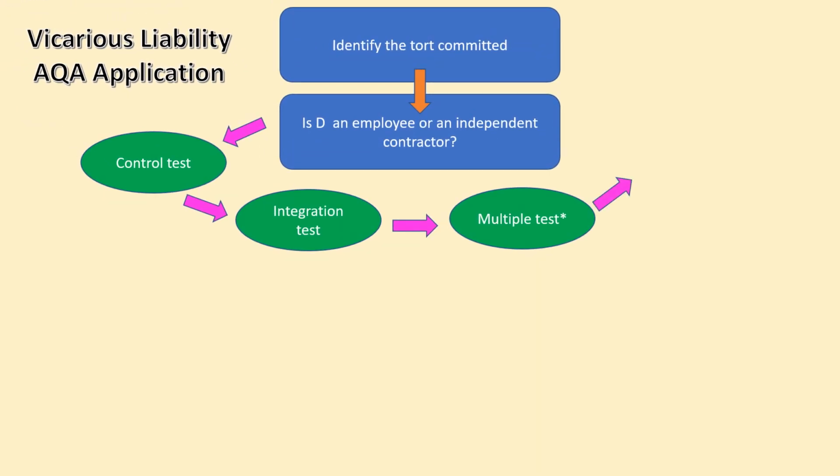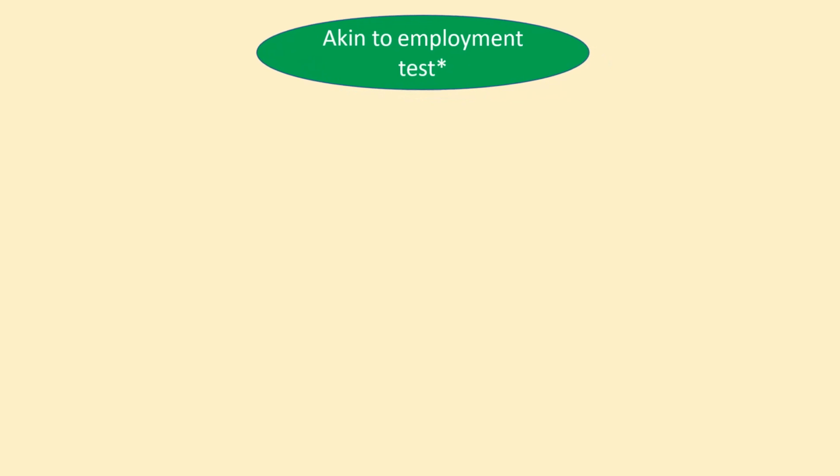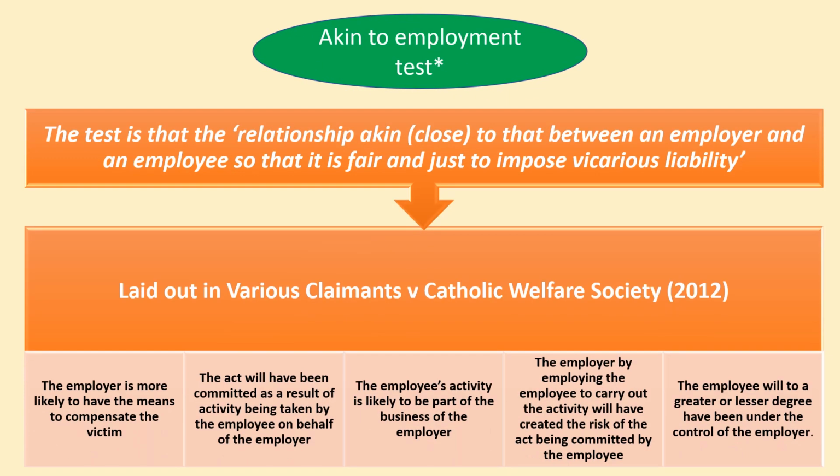For this, if the multiple test, of course, doesn't establish the results you need them to, or the triggers aren't there, so it doesn't discuss any factors of their employment, then look at the latest test, the akin to employment test. Now this test comes from a variety of cases from 2012, usually involving abuse.